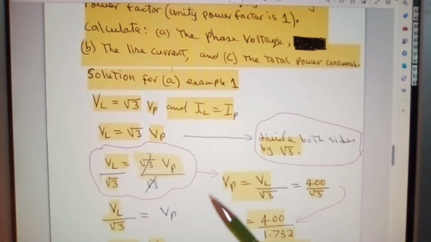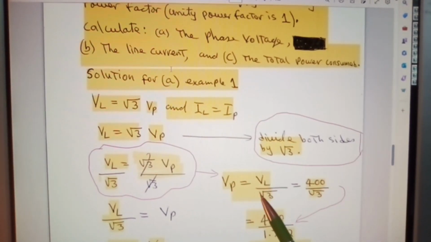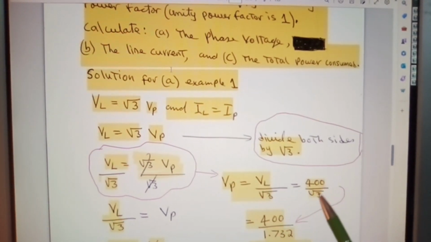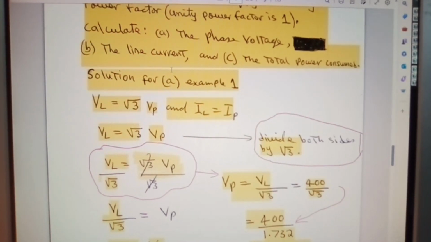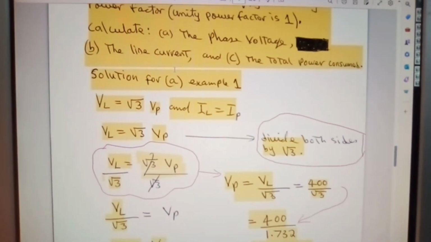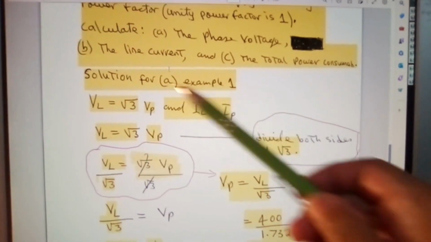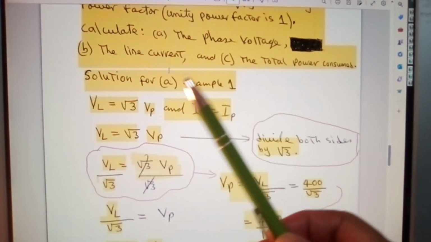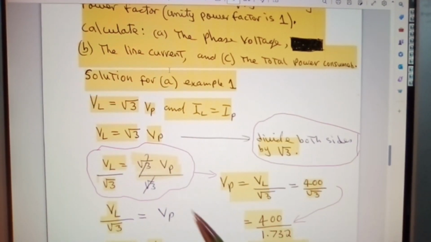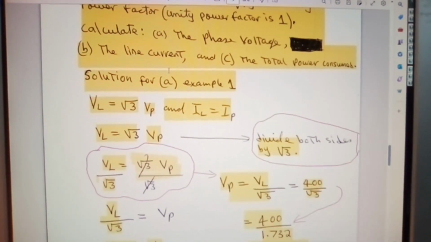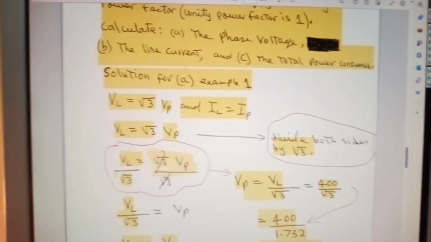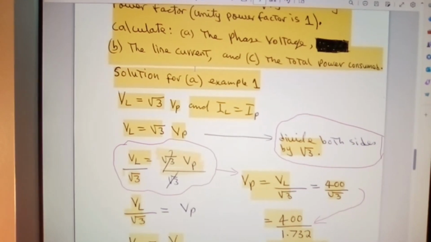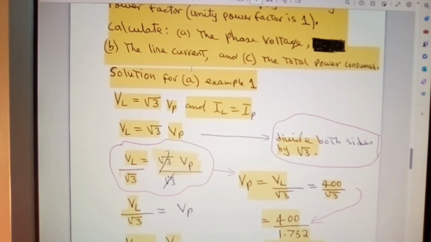And this is what I have here. VP equals VL over square root of 3 equals 400 over square root of 3. And I've brought it down here. 400 over 1.732 equals 230.9 volts. Now make sure that you write this out for yourself and that you understand the process. I've done it like this because this is my style of learning. You have to find yours that works for you, to make sure that you apply that method in place.